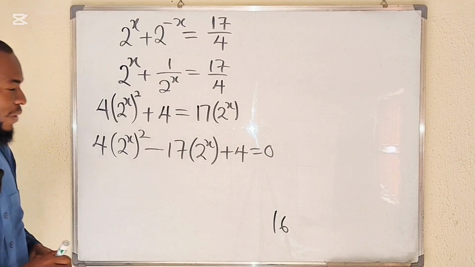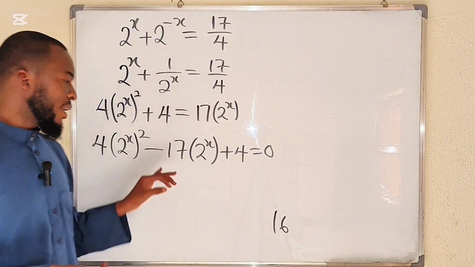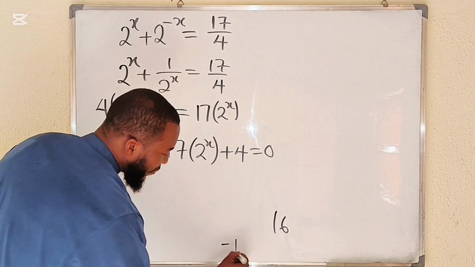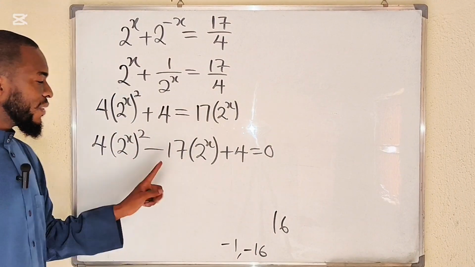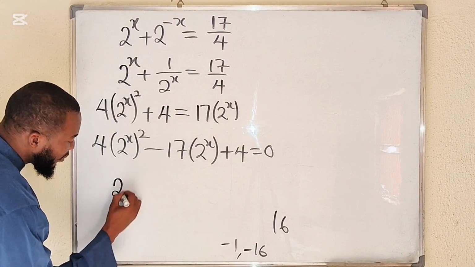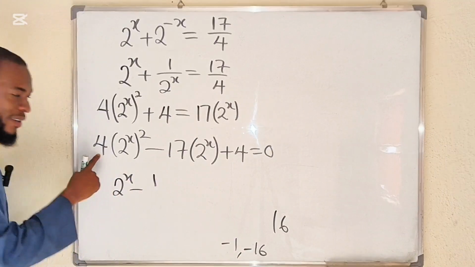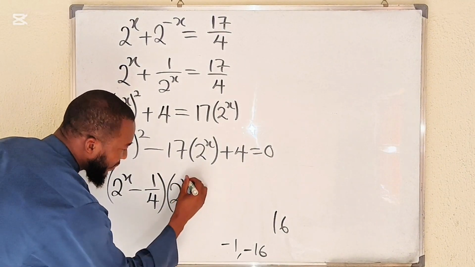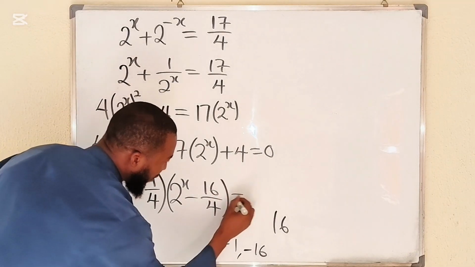Then two numbers we can multiply together to get 16, but when added up together, we get negative 17, are negative 1 and negative 16, right? Negative 1, negative 16. Multiply them together, you have to get 16. Add them together, you have to get negative 17. And hence, we have our factors like this. 2 to the power of x minus 1, but divided by the leading coefficient, multiplied by 2 to the power of x minus 16 divided by the leading coefficient, everything 0.